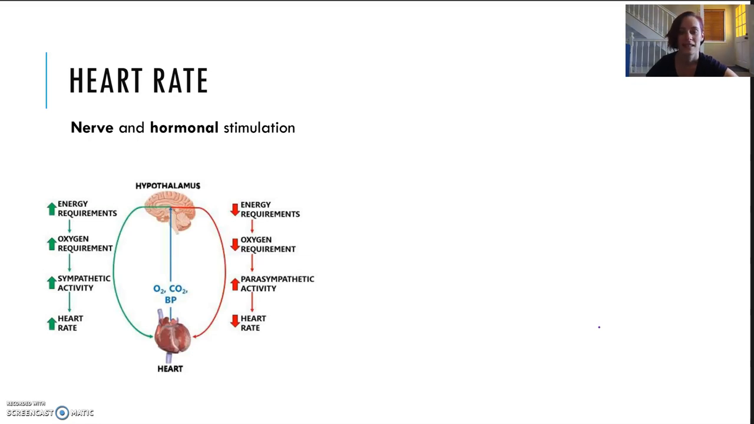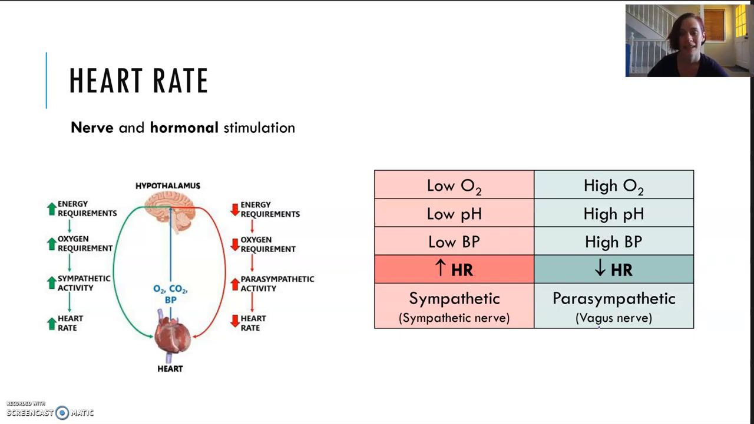Now, the cardiovascular system has a center in the brain, and it can get signals when that bloodstream passes through it. Now, depending on what it senses, it might sense that it's low in oxygen, for example. It can make adjustments to the heartbeat through nerve signals down to the heart muscle. So if it senses that there's low oxygen or low pH or low blood pressure, what it does is increase the heart rate, and this is through the sympathetic nerve, and it's part of the sympathetic nervous system.